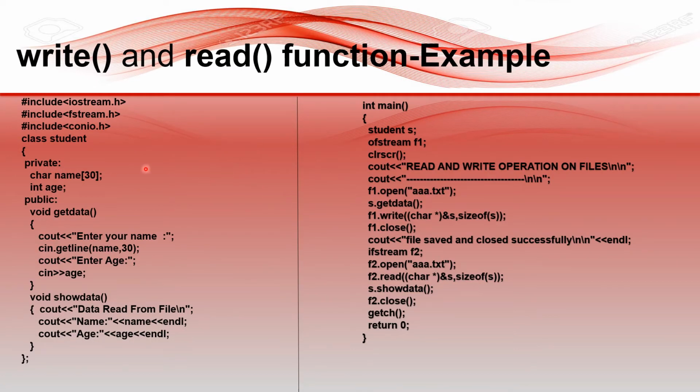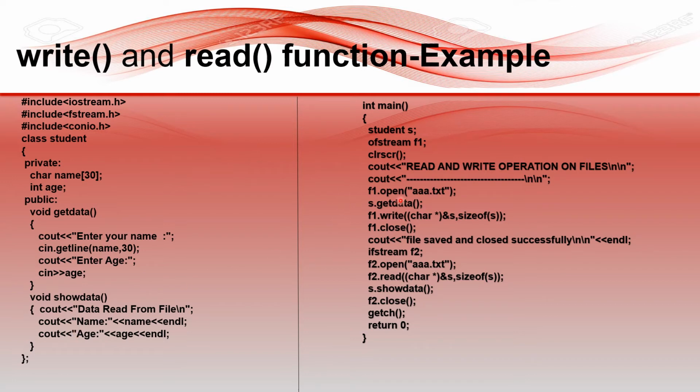Here in this example, I have created a class called student with two data members, name and age. And I have two methods called getData and showData. In the method getData, we are going to give the input for name and age. And in showData, the data that we entered is displayed on the screen.